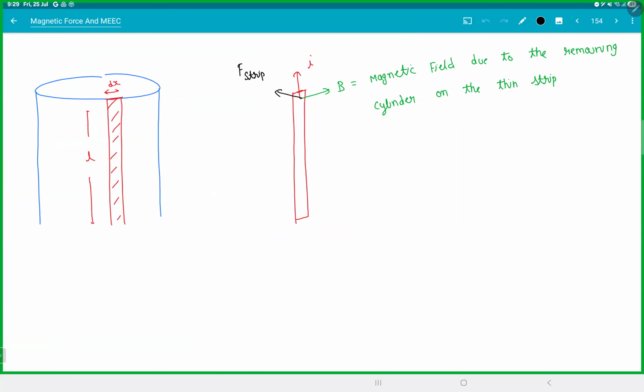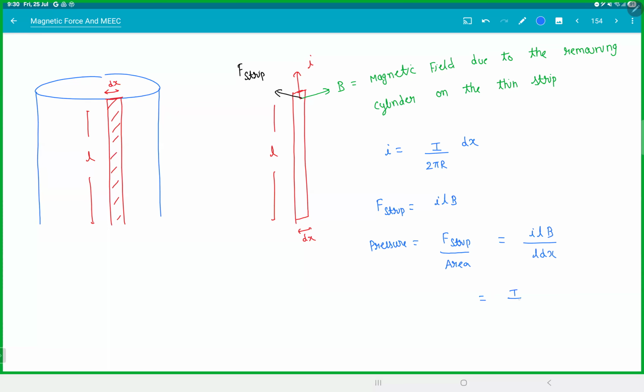Great. So we got the force there. This was the length L. This was the dx. So what is the current on the strip? The current on the strip will be the total current I by circumference 2 pi r into width of the strip, which was dx. So force on the strip is I length magnetic field. And the pressure on the strip is force on the strip by area. So this will be I, L, B, and area will be L dx.